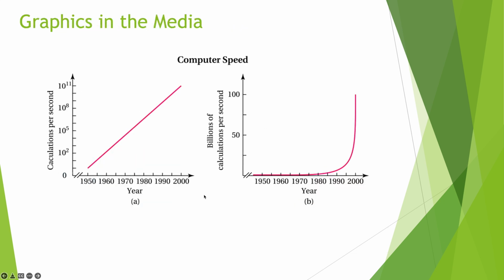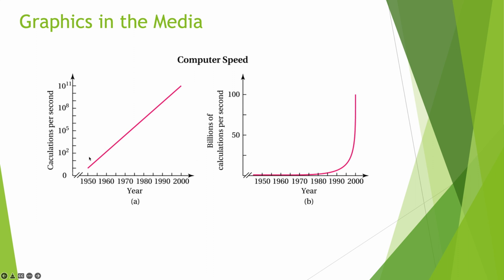Computer speed. If you notice here, there's a break on both of them, but what you see is you have to choose a scale when graphing data and read a graph scale carefully. Realize that the choice of a scale can change the look of the data. If you look at the first scale, it goes from 0 all the way up to 10 to the 11th, which is an enormous number, 1 followed by 11 zeros. It's exactly what it is. In the second scale, it's in terms of billions of calculations per second.